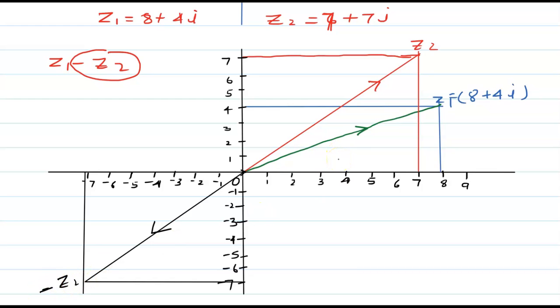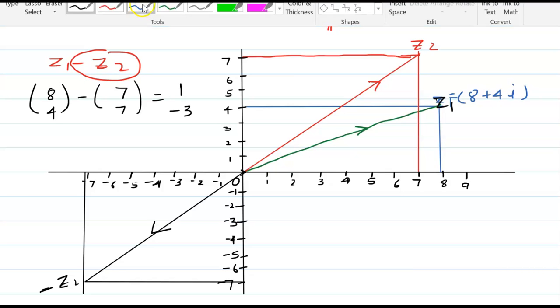Now we need to find z1 minus z2. So this is our z1 and z2. So how can we find z1 minus z2? See here, their resultant. Let's find what z1 minus z2 is. So z1 is 8 and 4. So write down here 8 and 4, then minus sign, and z2 is 7 and 7. So 8 take away 7 is 1, 4 take away 7 is minus 3. So it will be 1 and minus 3. So we can draw it here, 1 and minus 3.